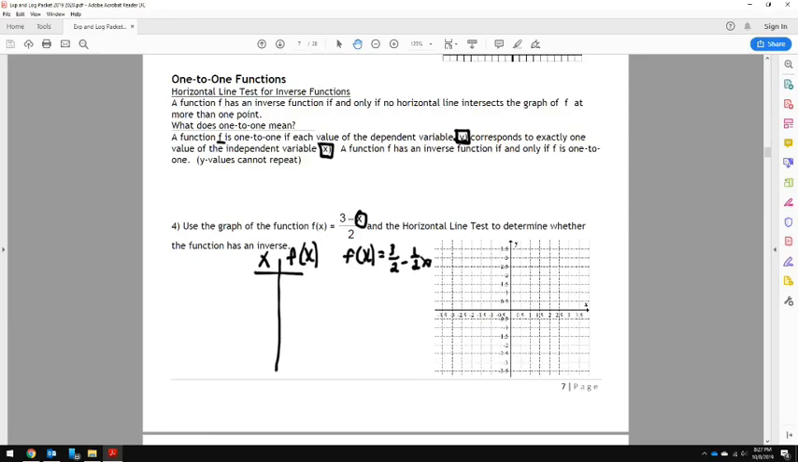Basically, instead of putting everything over 2, we just say 3 over 2 minus 1/2 x is what we have. So 3/2 is our y-intercept. I'm not even going to do a t-chart. I'm just going straight to this. 3/2 is our y-intercept.